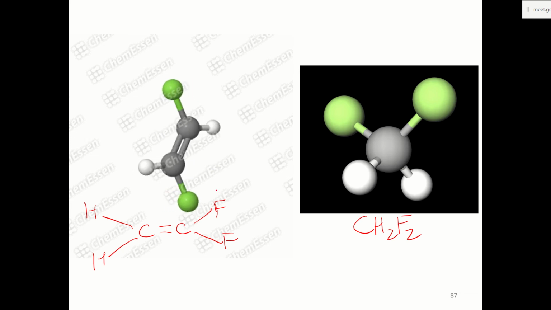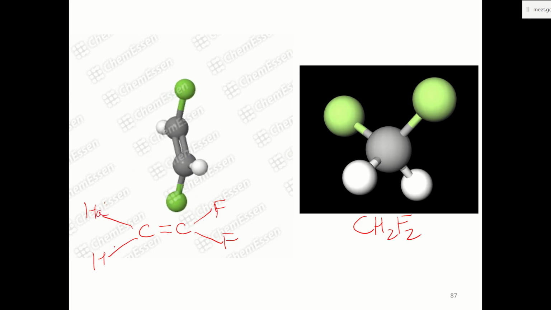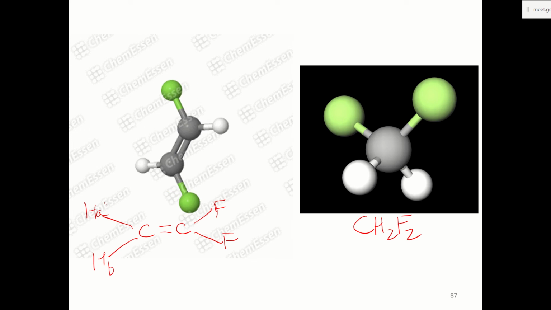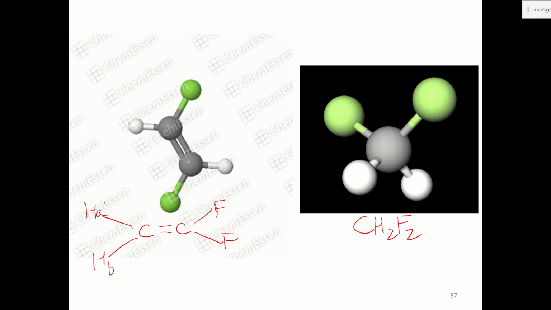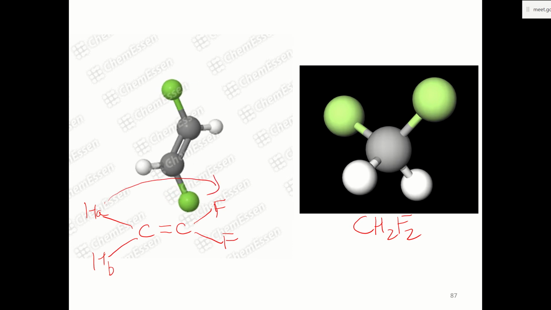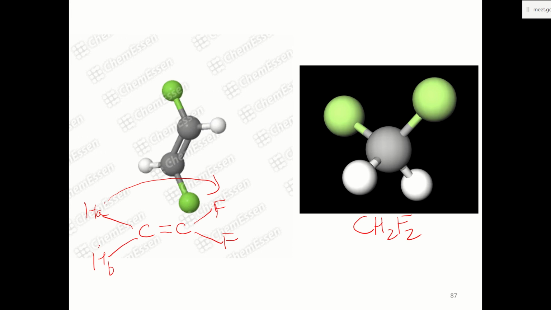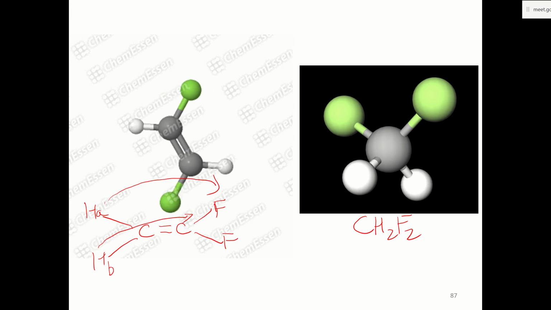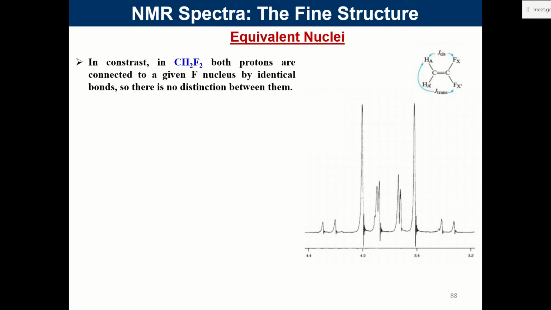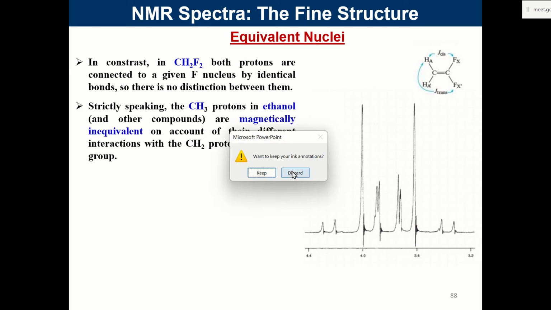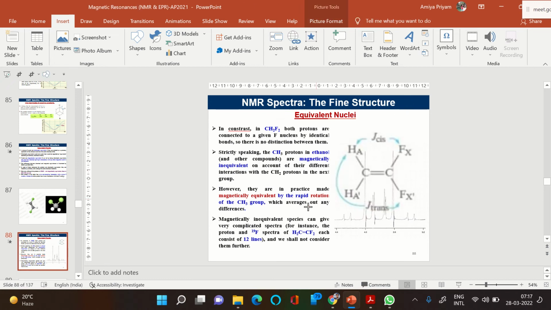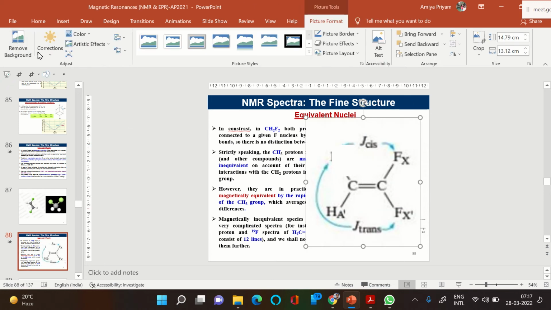If you are looking at the interaction, let me label this as A and this as B. The interaction of HA with this particular fluorine, and the interaction of HB with it, will be different. Another way we can put it is like this. I can zoom in on this picture, it will be better.